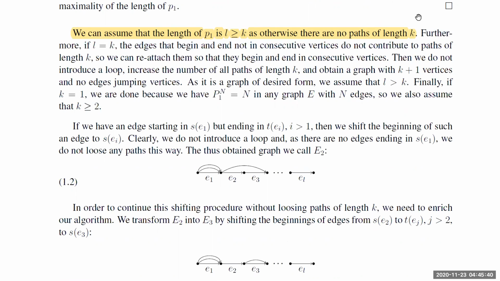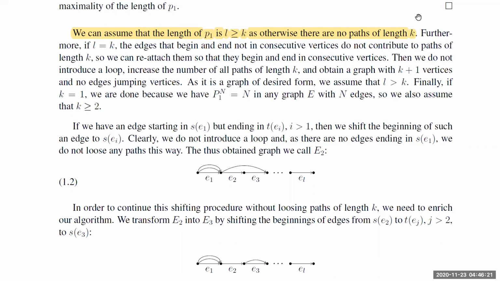If we get to cases that are too trivial, things follow immediately, and we don't have to be concerned with these cases, but we have to somehow separate them out, tick the box that they work, say why they work, and then make further assumptions without loss of generality. So first, we can assume that the length of P1 is at least k, as otherwise there are no paths of length k. If a longest path is of length smaller than k, then there are no paths of length k whatsoever, 0. We are not interested in such graphs. Obviously, such a graph having 0 paths of length k will not maximize.